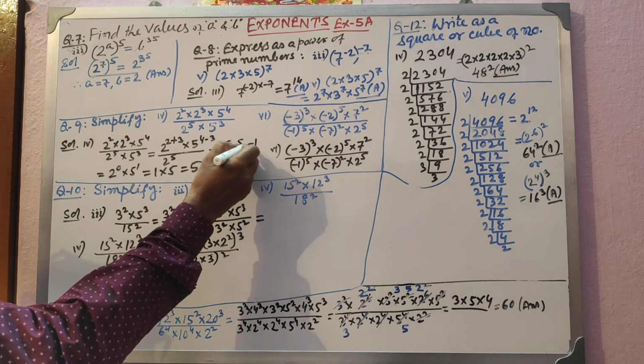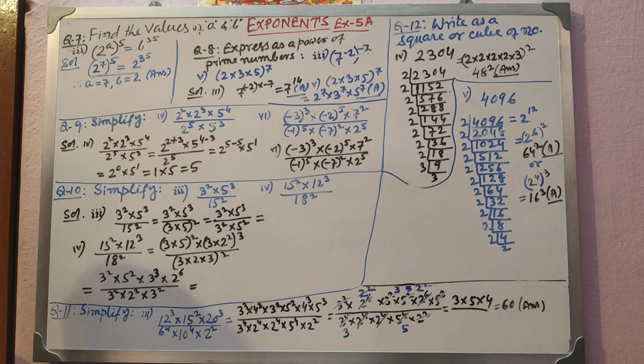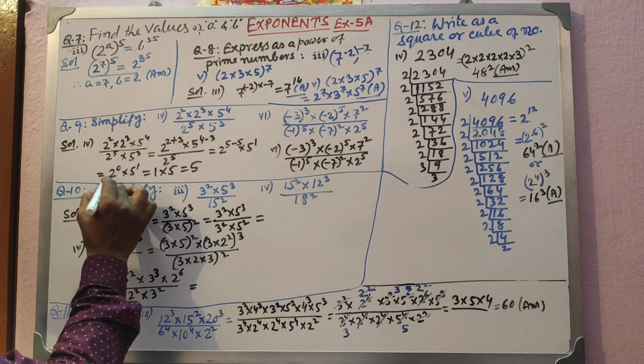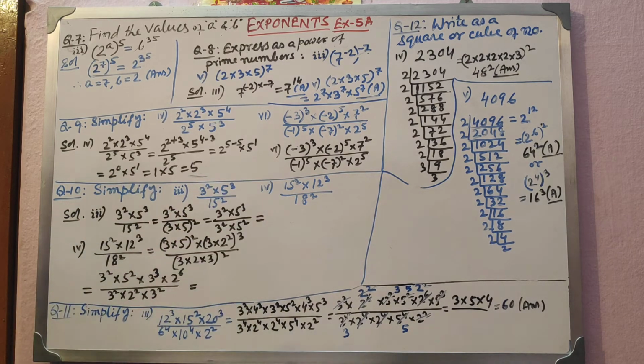So here will be 2 to the power 0 into 5 to the power 1, which is equal to, anything to the power 0 is equal to 1. You know that, I have proved it also last day. So 2 to the power 0 is equal to 1 into 5 to the power 1 is equal to 5. So that 5 is the answer. I hope you have understood it.